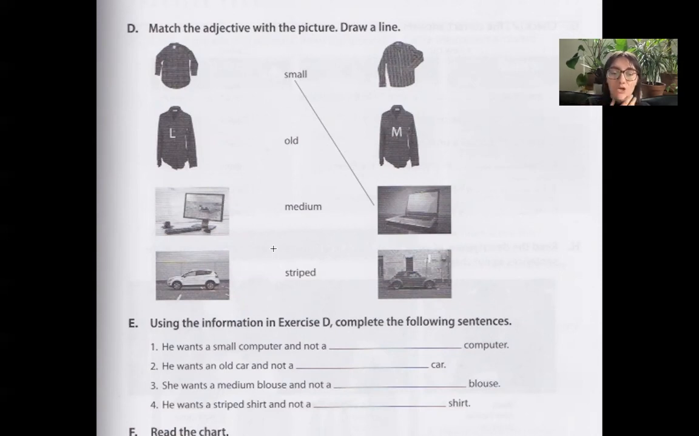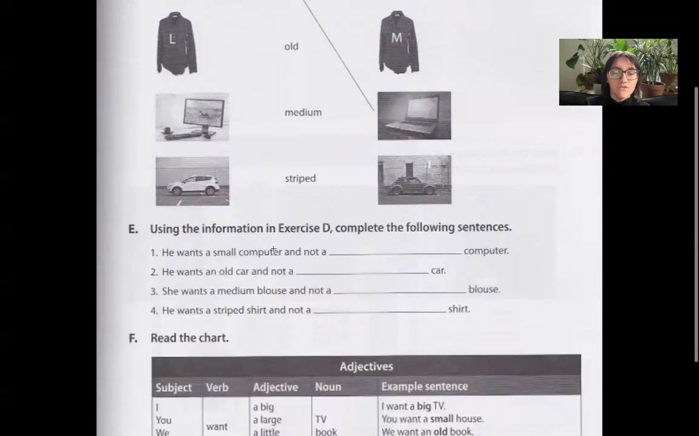He wants an old car and not a new car. She wants a medium blouse and not a large blouse. He wants a striped shirt and not a plaid shirt, right? So we can use those.